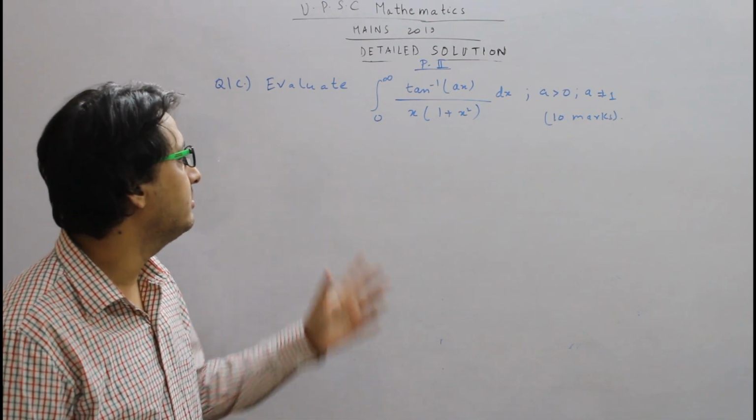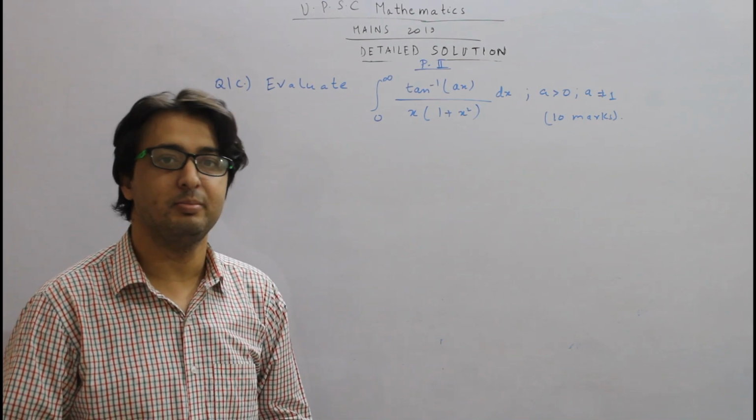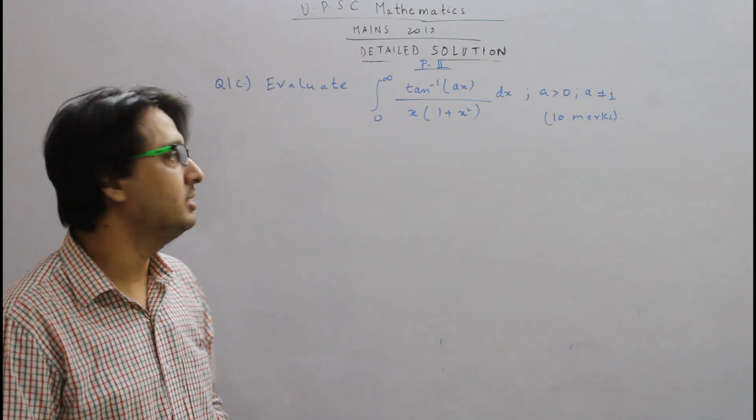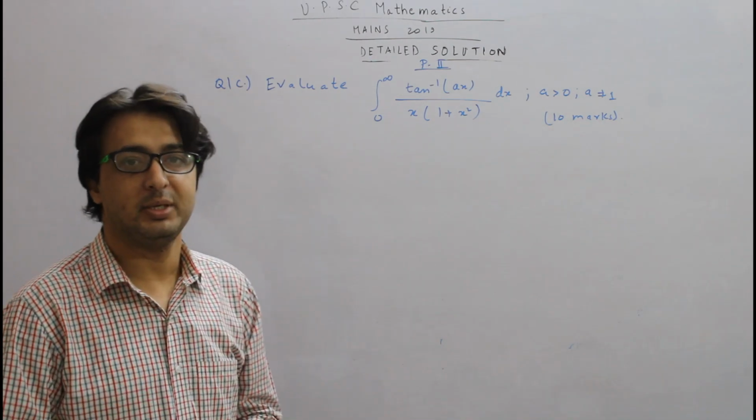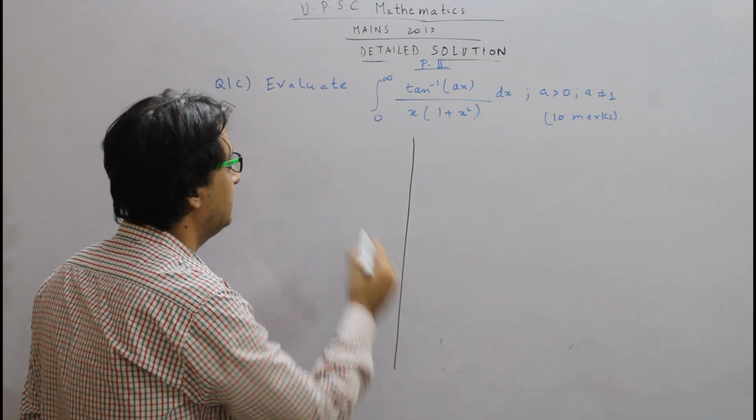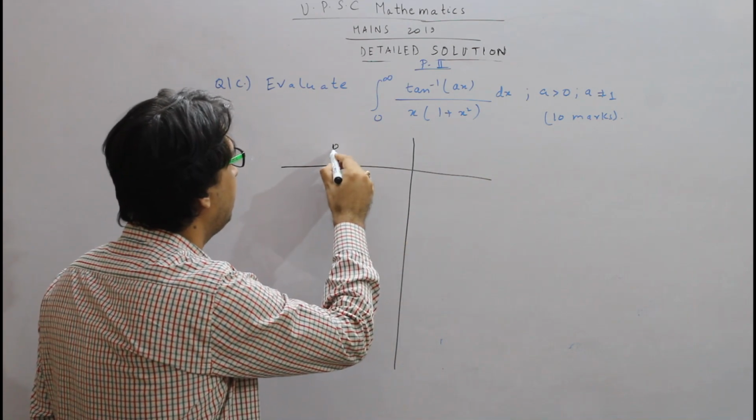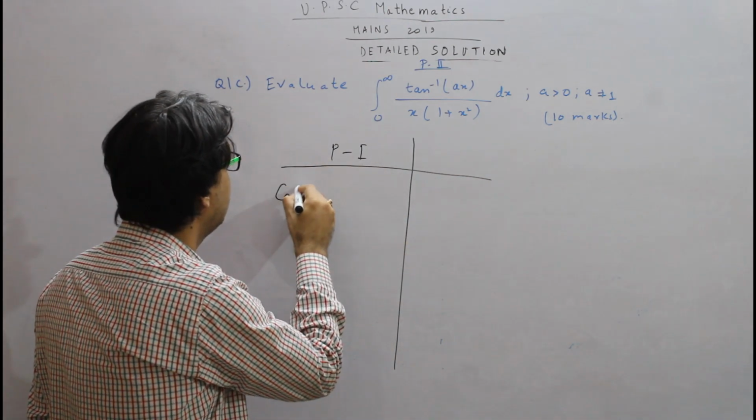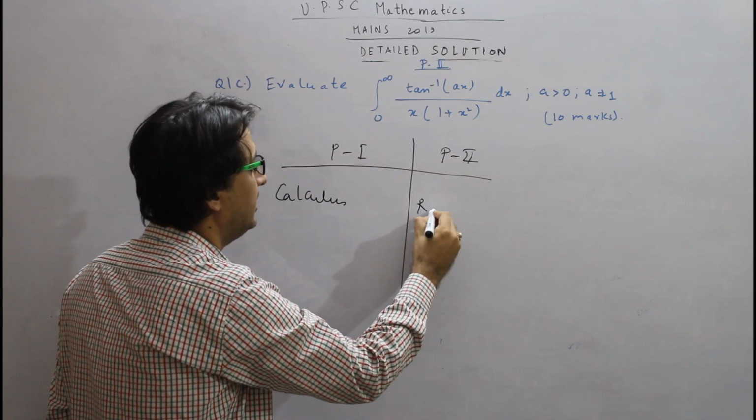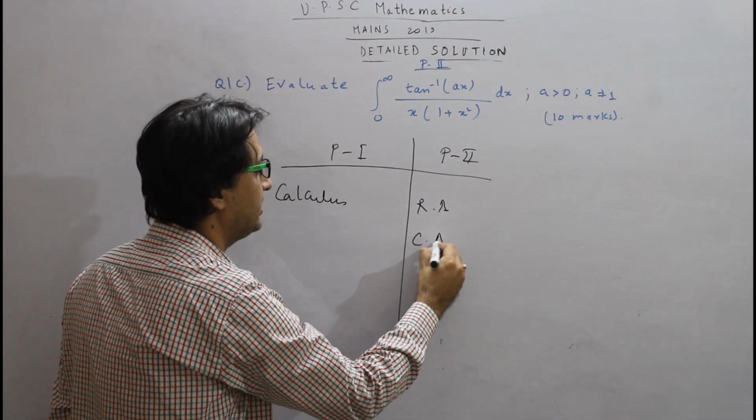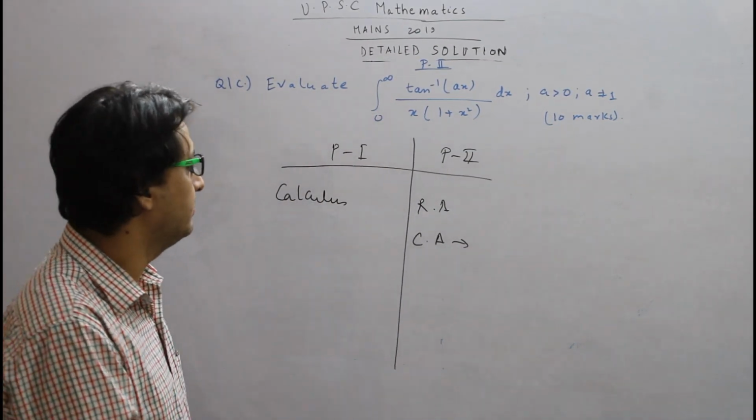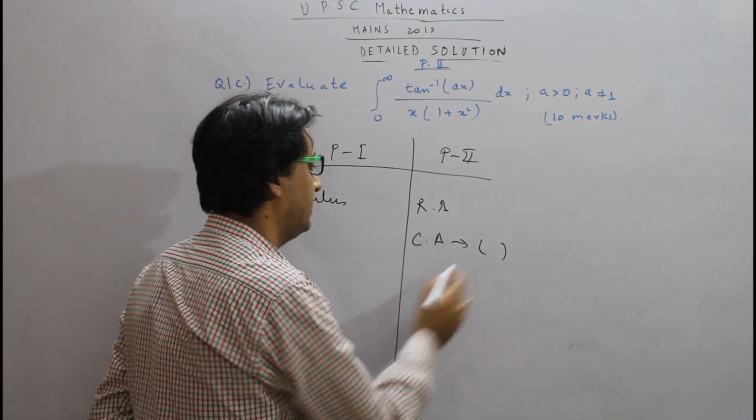Now, before I start solving this question, it is important to understand why it was missed out. When you see this question, what appears to your mind? First thing we must know is why this question is in paper 2. If I say paper 1 is calculus and paper 2 is real analysis and complex analysis, this is also a contour integration. So this can come over here.